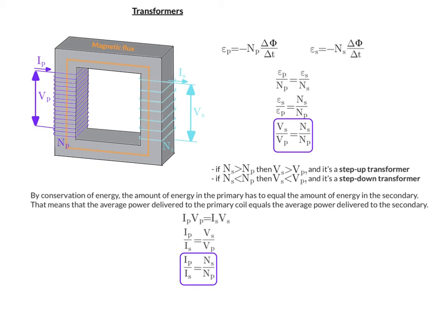So while we have step-up transformer, we're stepping up the voltage, we're going to step down the current and the other way around. When we're stepping down the voltage, the current is going to be stepped up.